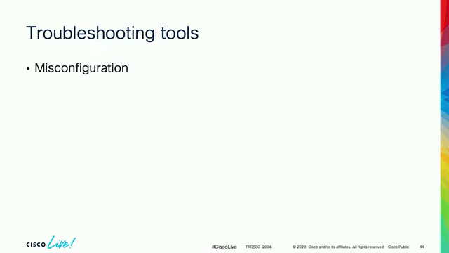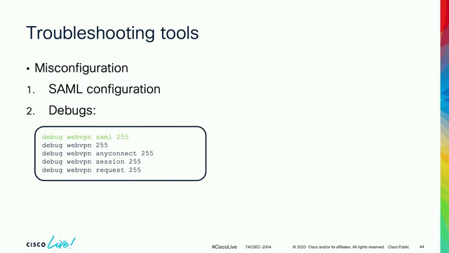So the first thing that we'll need to do is to ensure that the configuration matches with the one that we have on the identity provider metadata and the service provider metadata. There are going to be times that the configuration will look fine, but if we're not able to determine the issue, we can start running debugs. So we have the following debug output that we can use in order to troubleshoot those issues.